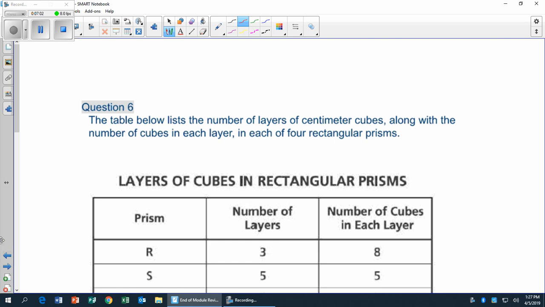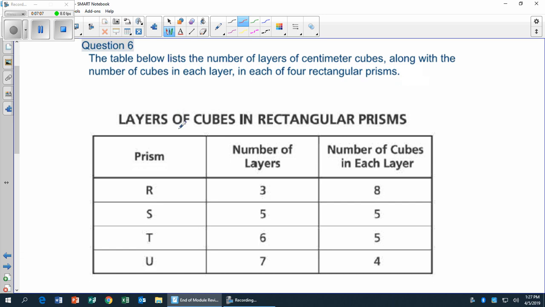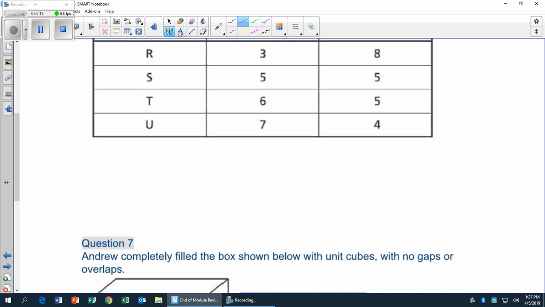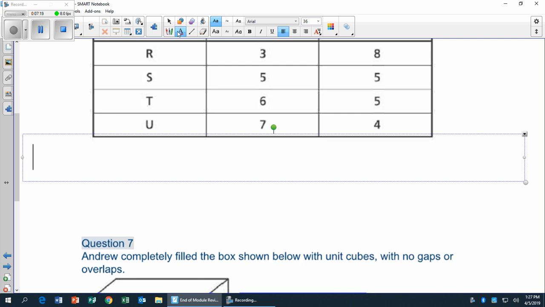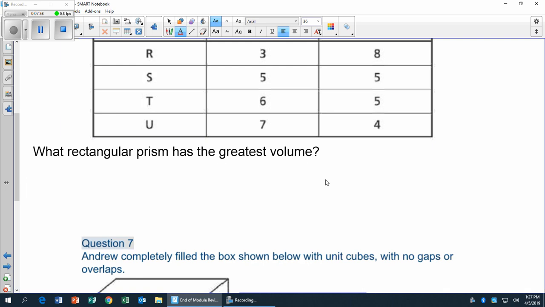Next, there is a question missing here. What the question is going to ask you, it lists the number of layers of centimeter cubes, along with the number of cubes in each layer for 4 rectangular prisms. And what the question should have asked, I'm going to type it out for you so that you can see it. Which rectangular prism has the greatest volume? That should be the question. That's missing, which is why you couldn't solve it.